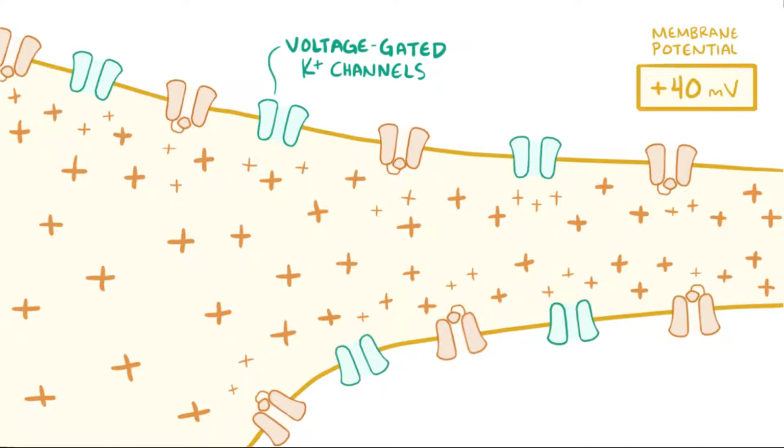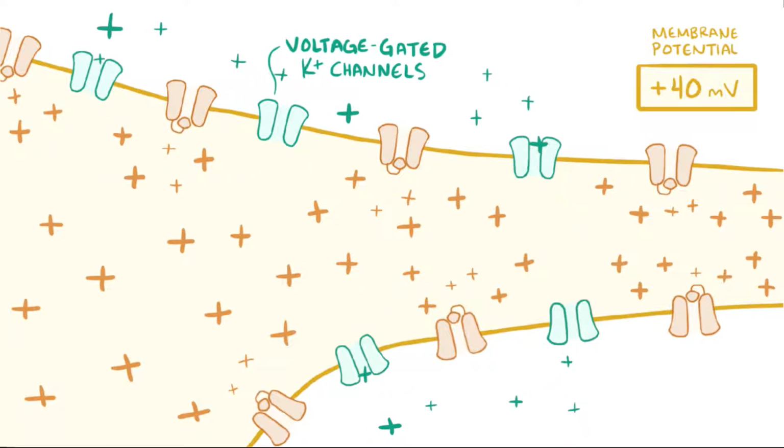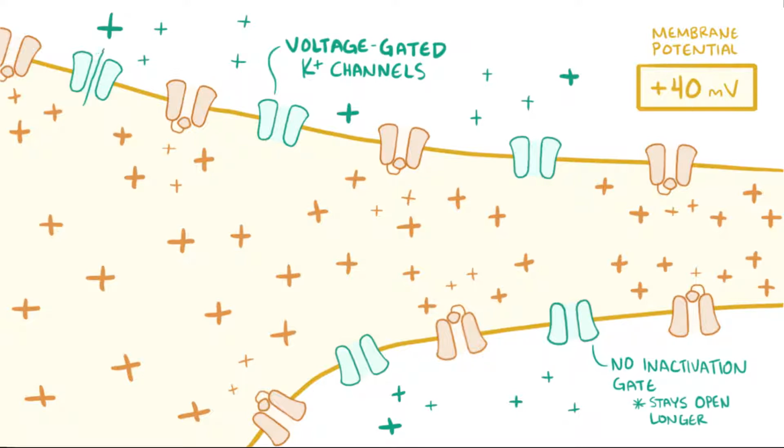The result of this is that after that initial sodium rush into the cell, potassium flows out of the cell down its own electrochemical gradient, removing some positive charge and blunting the effect of the sodium depolarization. These potassium channels don't have a separate inactivation gate, and therefore they stay open for slightly longer, which means that there's a period of time when there's net movement of positive ions out of the cell, which causes the membrane potential to become more negative, or repolarize.